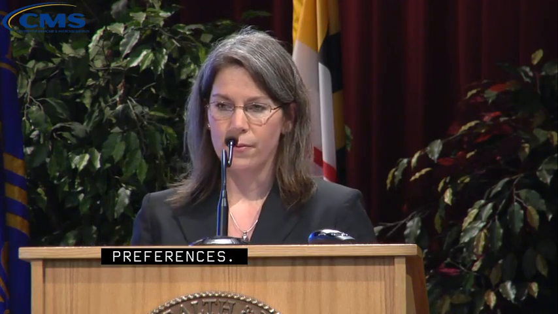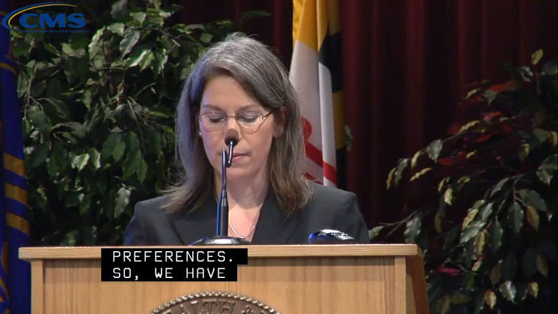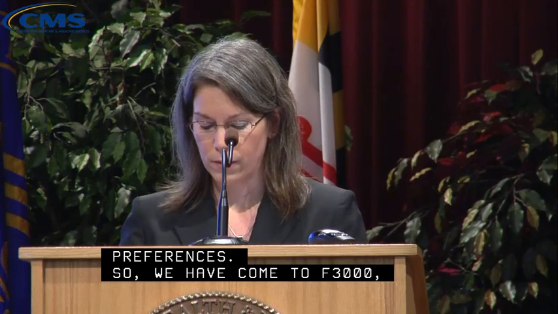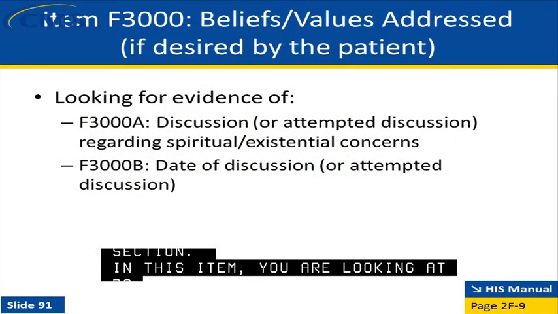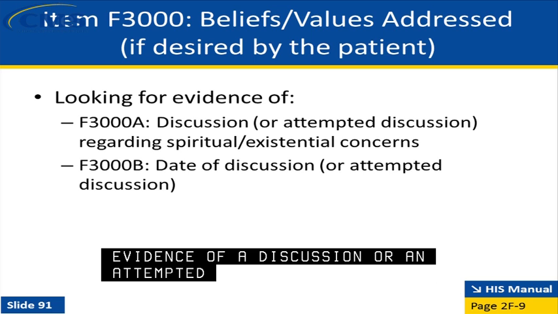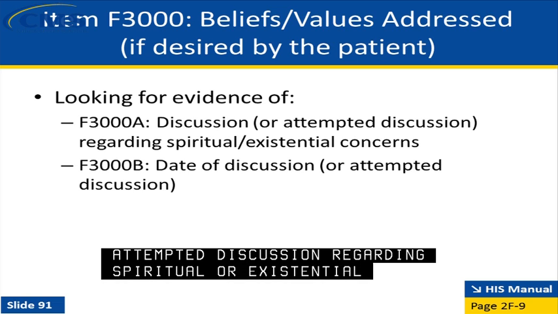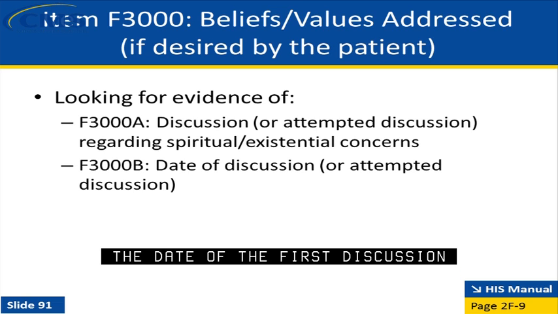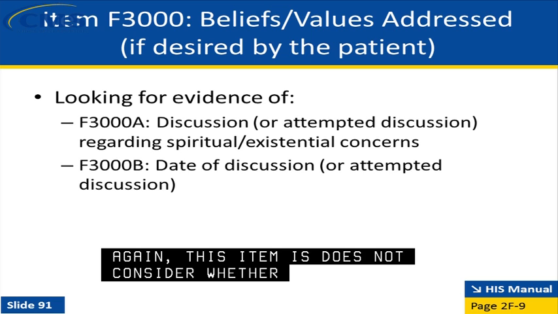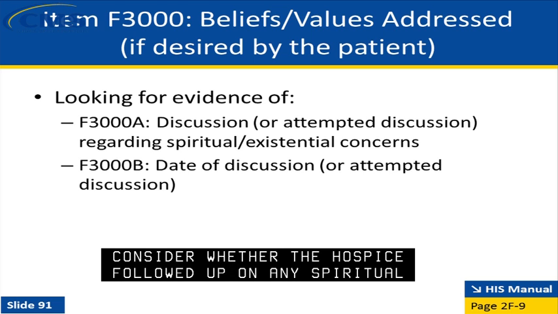So we've come to F3000, which is the last item in this section. In this item, you're looking at page 2F-9, and this item is looking for evidence of a discussion or an attempted discussion regarding spiritual or existential concerns, and the date of the first discussion or attempted discussion. Again, this item does not consider whether the hospice followed up on any spiritual or existential issues through other care processes, such as referrals to a chaplain and so forth.